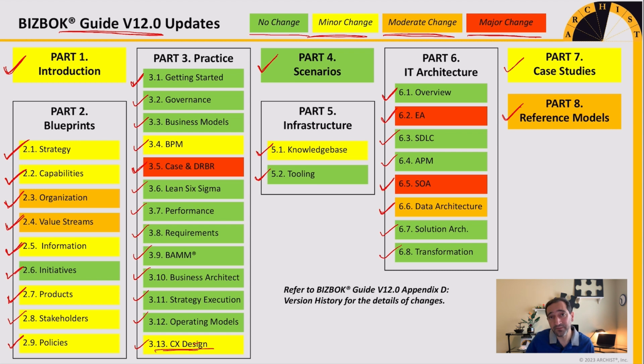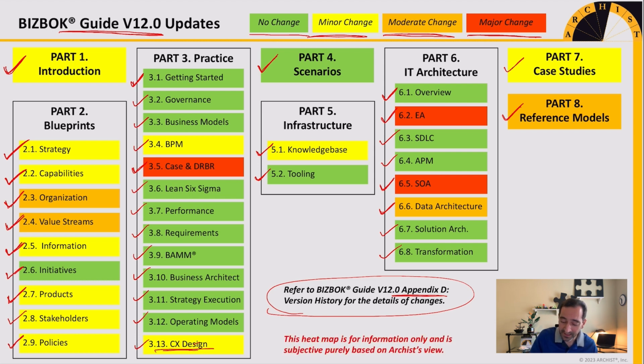And if you are a member of the Business Architecture Guild, I do encourage you to check out the Appendix D. That's the version history under the BIZBOK version 12. That's where you can find all the details of the changes in this latest version of the guide. And at the end, I just want to highlight that this heat mapping is for information only, and it's subjective purely based on our view of these changes in the latest version of the guide.